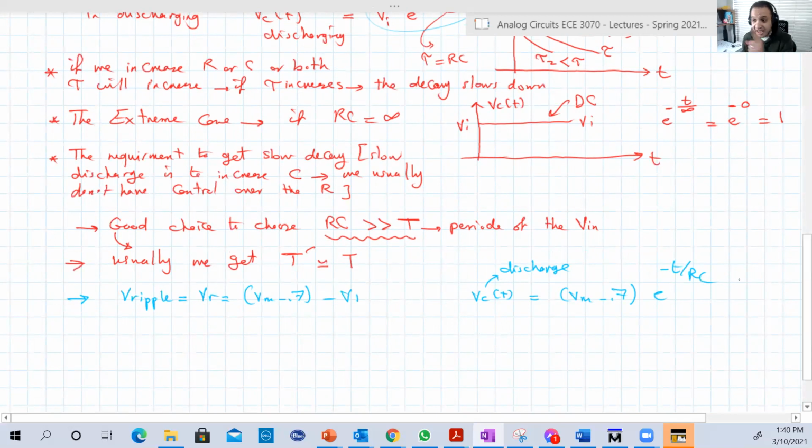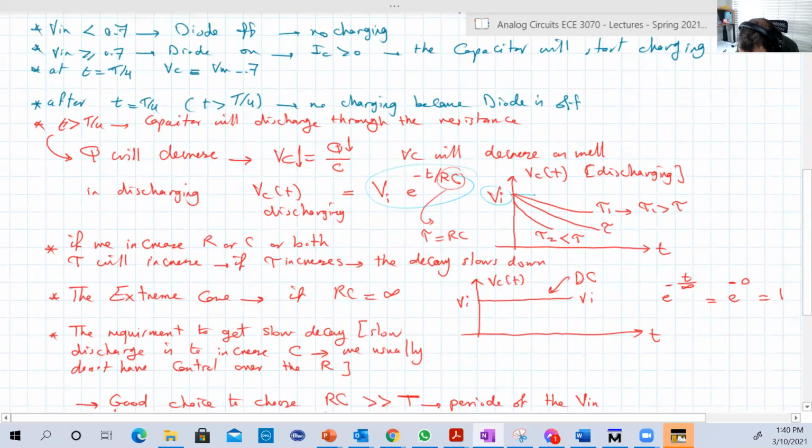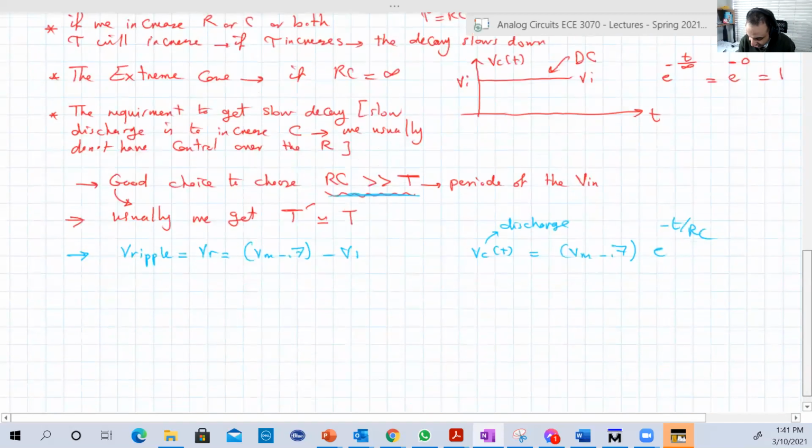Can we approximate it? Yes, we can approximate it. And the reason for that is because we choose RC much greater than T capital. So it is a very slow decay. Let's compare it here. It is something like this, very slow. So this new curve here will bend at a very high time. In the beginning here, it's like linear.